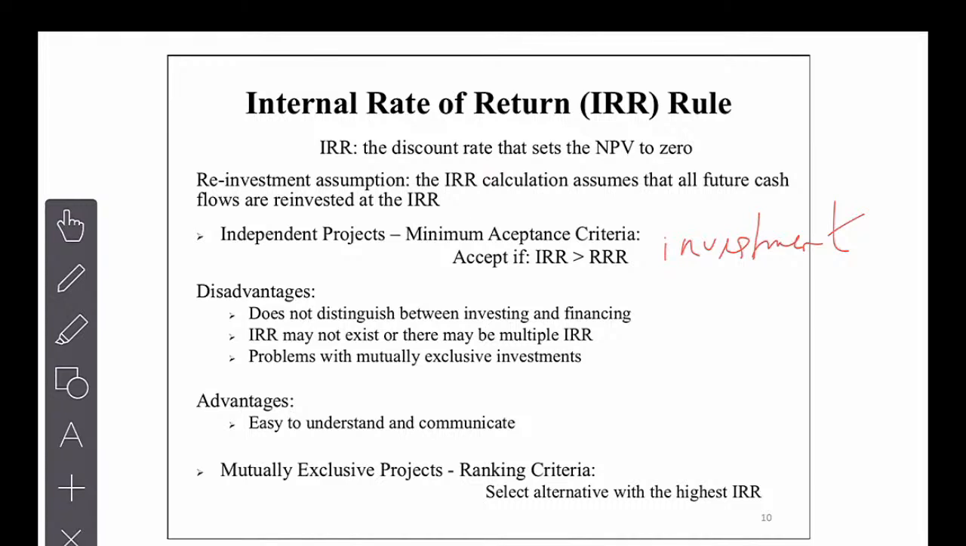The disadvantage that I've actually resolved was that doing it this way alone does not distinguish between investing and financing projects. But I taught you how to handle that. So we actually learned how to deal with that situation.